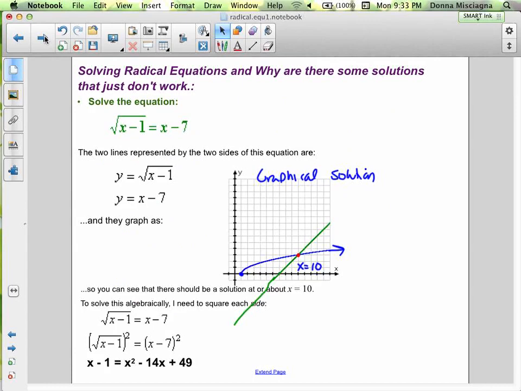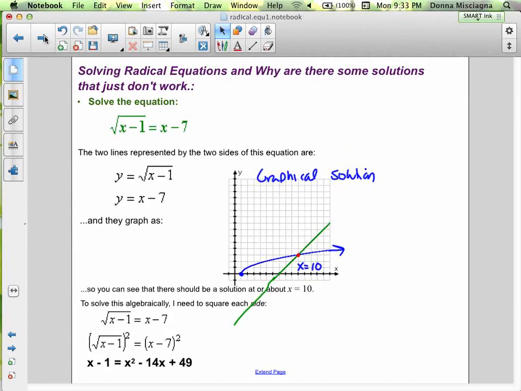So here we have the equation square root of x minus 1 equals x minus 7. And here we're looking at solving it graphically. We have a graph. I'm not going to ask you to necessarily solve it graphically, but if I gave you a graph, it would be good if you could understand it. You're going to know how to graph the radicals, square roots and cube roots, in the next lesson.